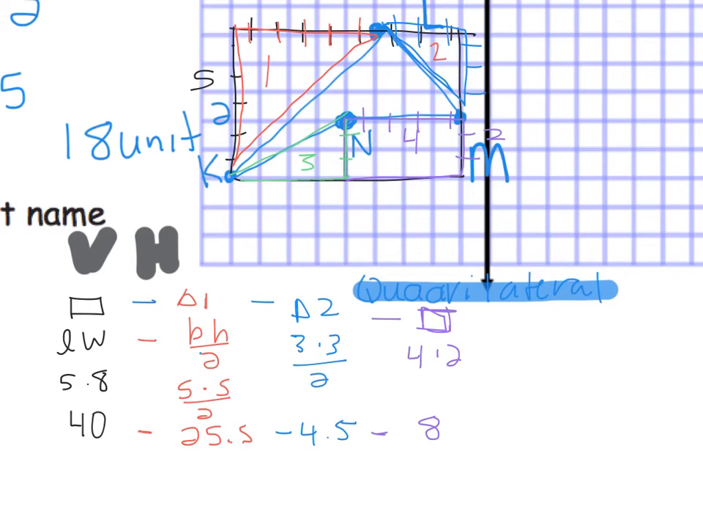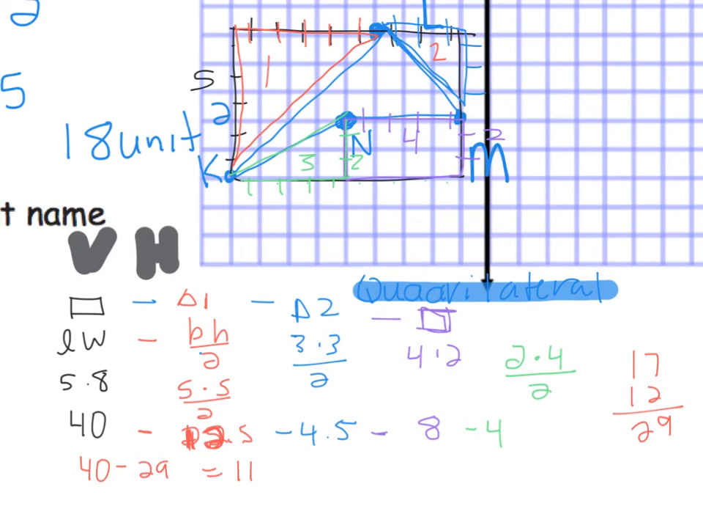1, 2, 1, 2, 3, 4. And it is a triangle, so we're going to divide it by 2. So 8 divided by 2 is 4. So we are taking all of these pieces off. And so I'll give you a minute to use your calculator to figure that out. Please pause and use a calculator.